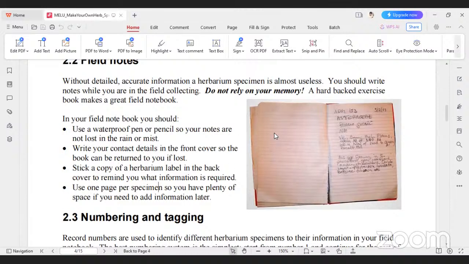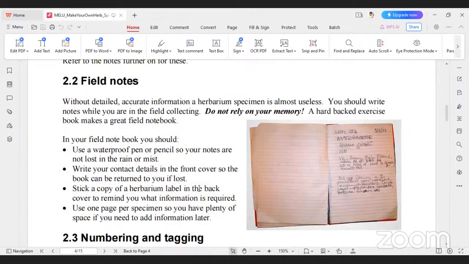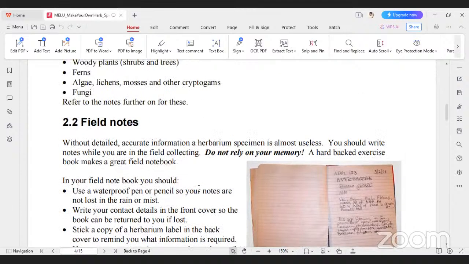That means you ensure there is empty space so that you can write the information on the paper. So this is the field notes.